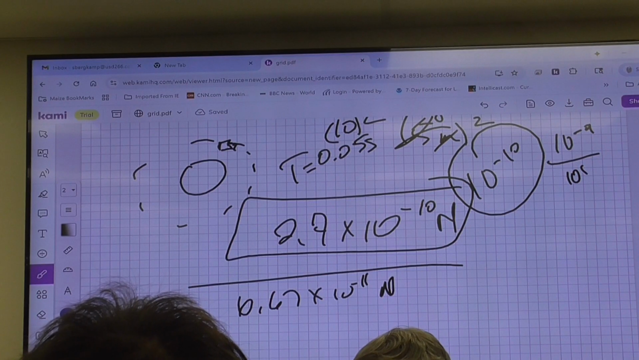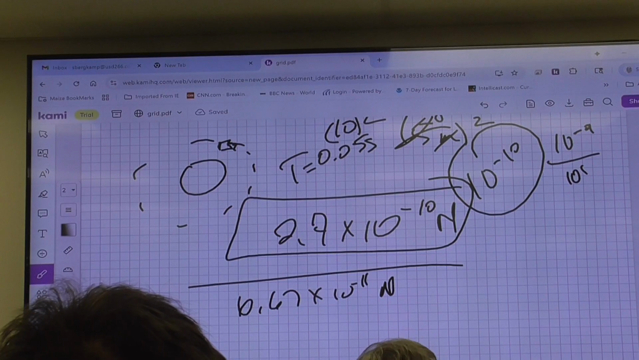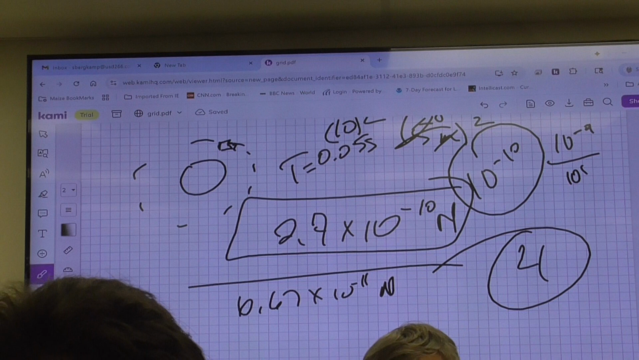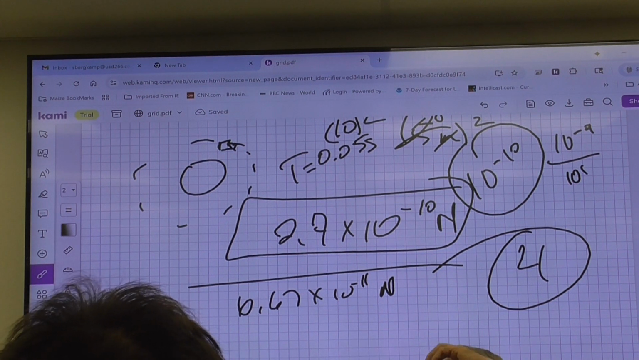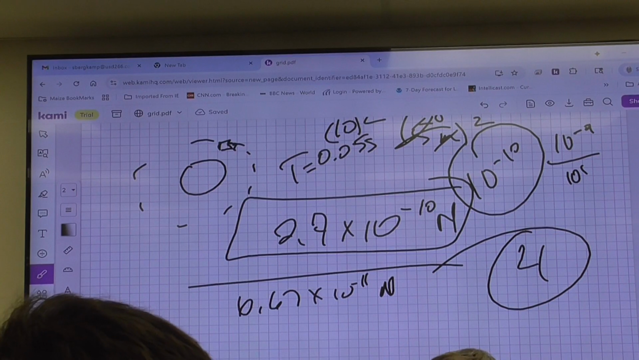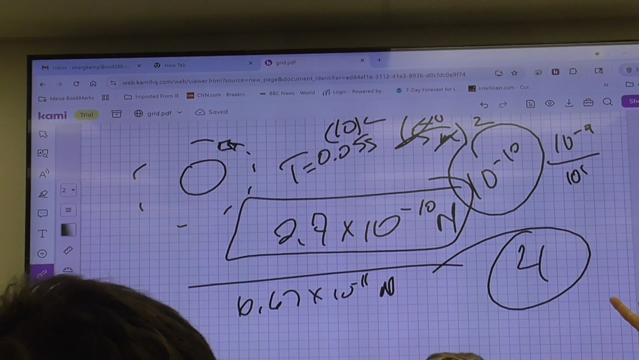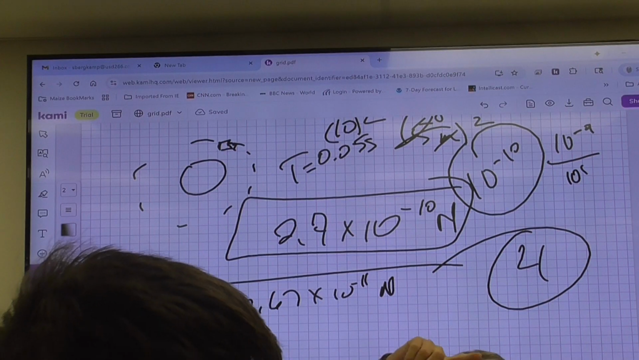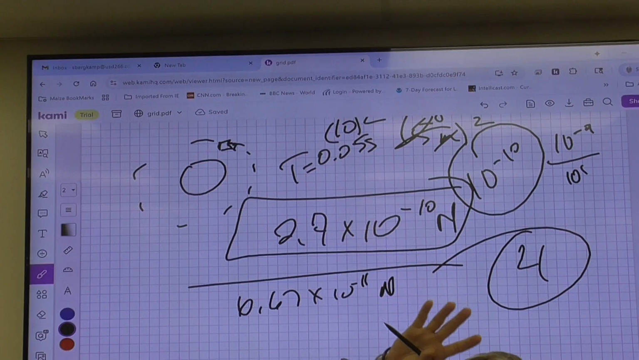What do you get? 4. Coincidence? No, I think not. So if she doubles the distance between her and the fire extinguisher, is the force 4 times greater or 1/4 as much? 1/4 as much, so this is an inverse square function. Every time you double the distance, the force goes down by a factor of 4.